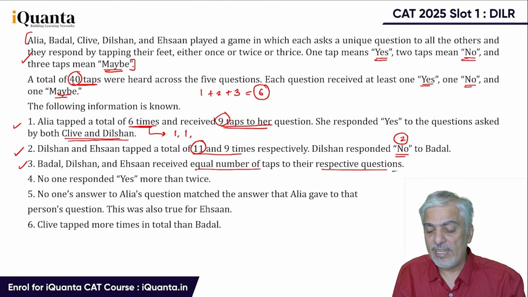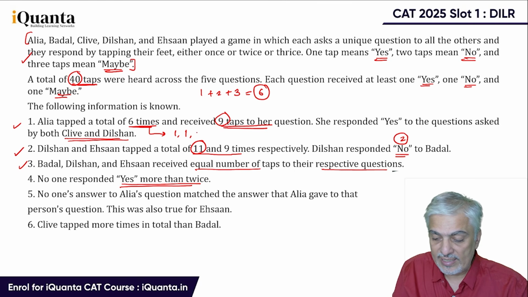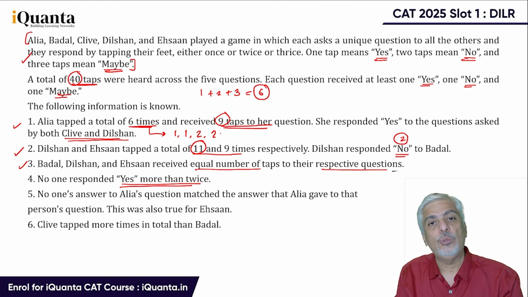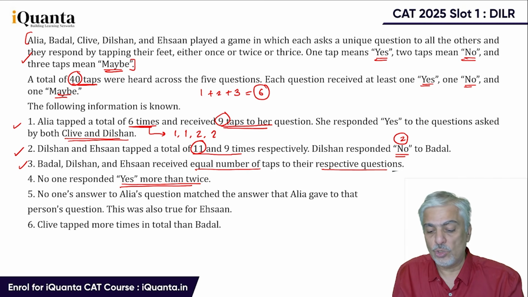No one responded yes more than twice. Great. Takes me back to the Alia point, that Alia already had 2 yeses. That means the 2 others will be no's only, because total 6 is there. It can be only 1, 1, 2, 2 to get a 6. No one's answer to Alia's question matched the answer that Alia gave to that. That means the same numbers. What if Alia gave to B? B cannot give to A, and so on.